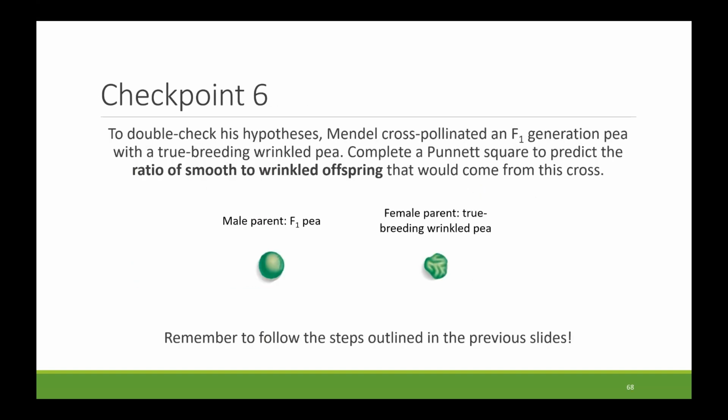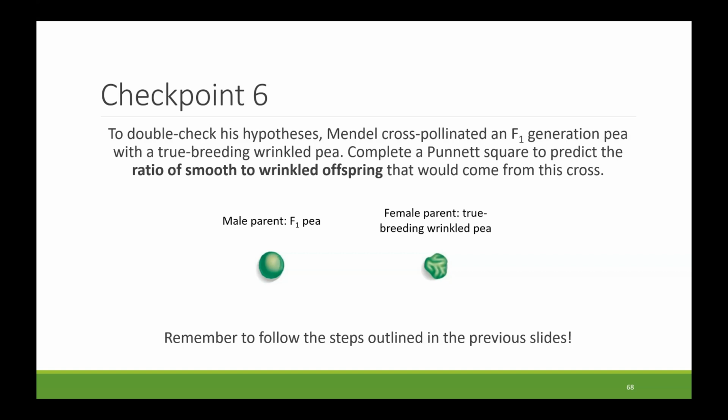Now I want you to try a Punnett square on your own. To double check his hypothesis, Mendel went back and cross-pollinated an F1 generation pea with a true breeding wrinkled pea. And I'd like you to complete a Punnett square to predict the ratio of smooth to wrinkled offspring that you would expect to come from this cross.